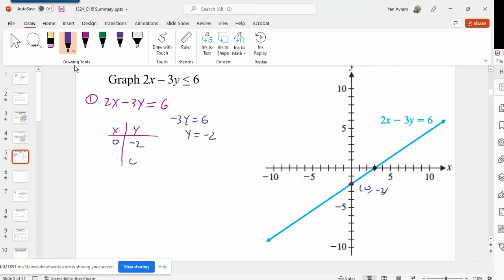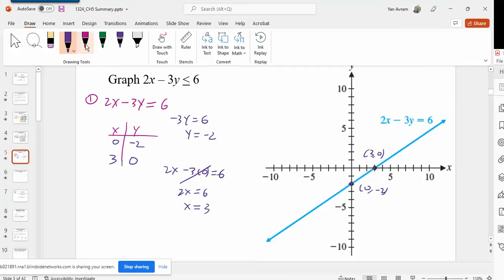And then if I set y equal to 0, I have 2x minus 3 times 0 equal to 6. That term is gone, so I have 2x equal to 6, so x will be equal to 3. So I have another point here, (3, 0). Once you have two points, you can connect them with this straight line. So that is the straight line here. In order to graph the inequality, the first step is to graph the equal sign.